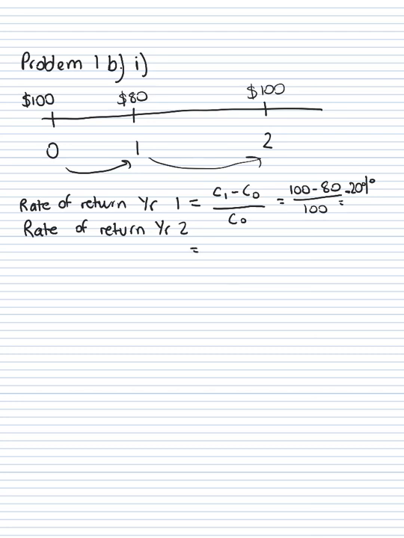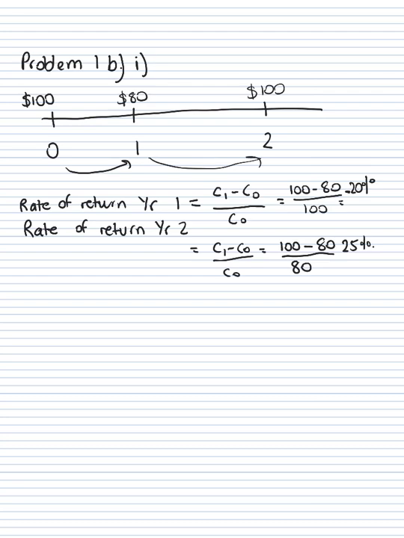Now in year 2, C1 minus C0 over C0. So in year 2, the ending cash flow is 100. The beginning investment is 80 and divided by 80. And we get 25%.